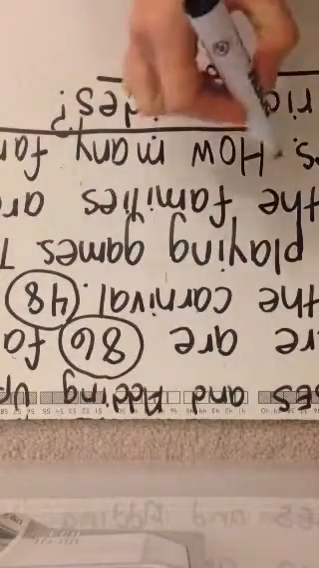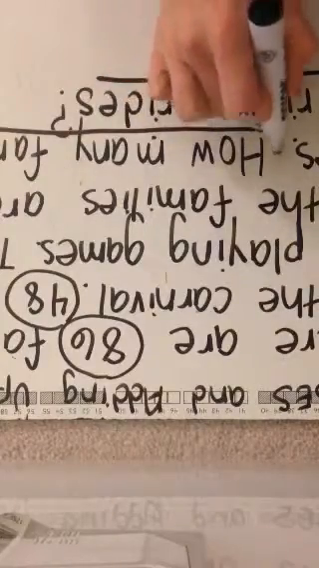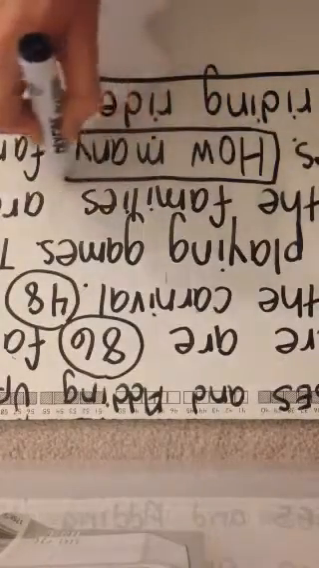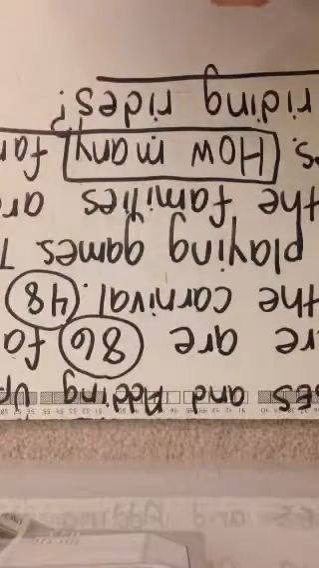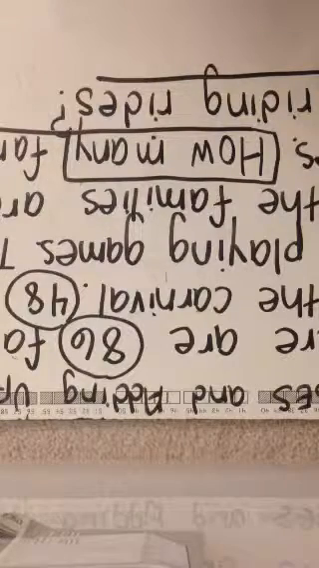My next step is B, box key words. So I'm going to go back to my word problem and look at some key words. A key word here would be how many, because they want to know how many families are riding rides. So I'm going to box that so that helps me.